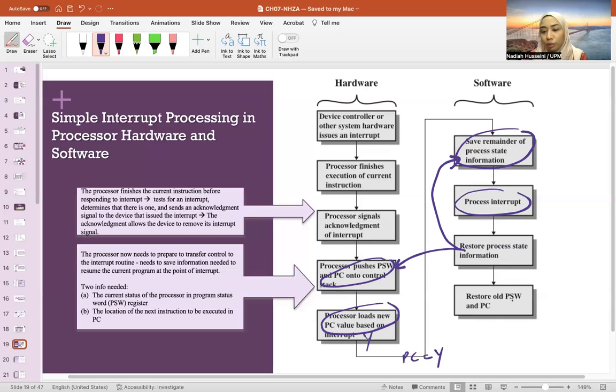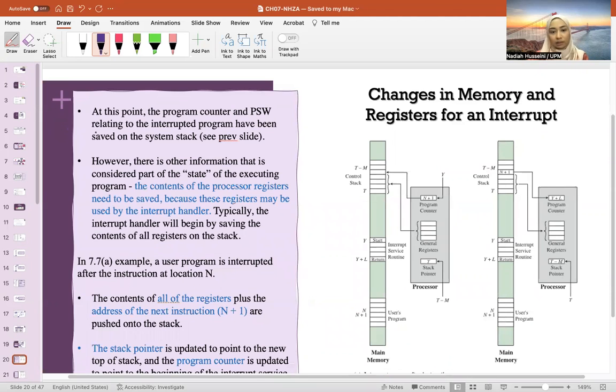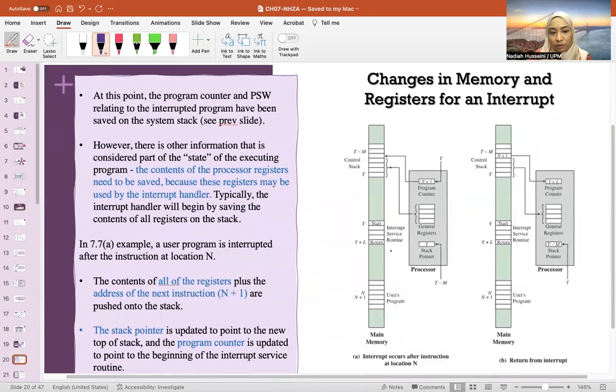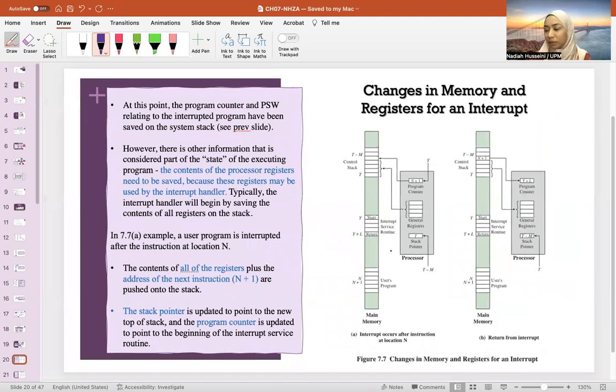Okay, and then restore the old PSW and PC into your processor. Sorry, onto your control stack processor, basically. Okay, so we have it here. Now we can talk more on this. It looks overwhelming, but bear with me. We will do this slowly. Hopefully everyone can focus and ask questions if you don't understand. Okay, so let's try to understand this.